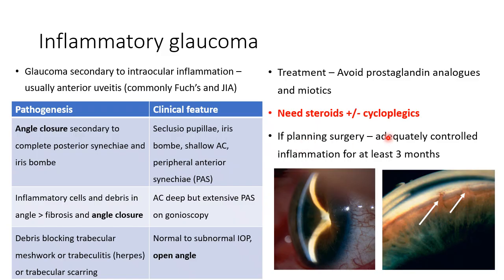If planning surgery, the eye should have been quiet for at least 3 months under steroid cover, right? So eventually, if secondary to uveitis some cataract has developed, or you are in need of doing a trabeculectomy, you have to make sure that the eye inflammation has been quiet for 3 months. Only then you plan the surgery. So 3 months is the deadline.